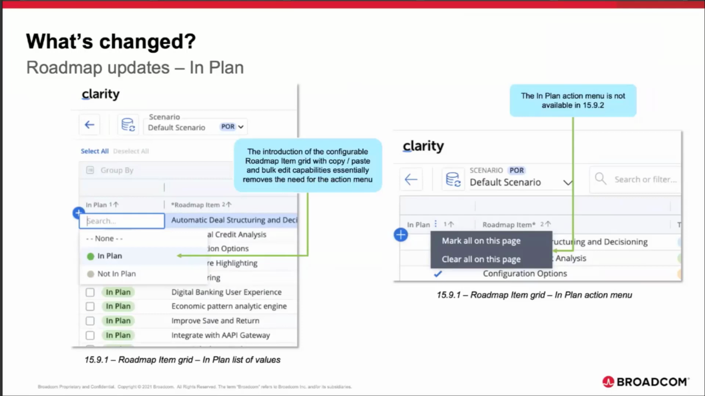And of course, now that we have the configurable roadmap item grid, copy paste, bulk edit, all those capabilities essentially remove the need for that action menu that is in 15.9.1 on the right-hand side. So like I said, that change shouldn't be a big impact. It's just something you should be aware of.